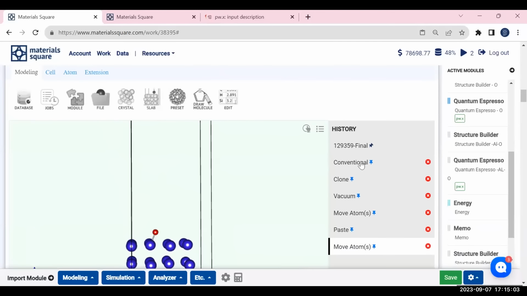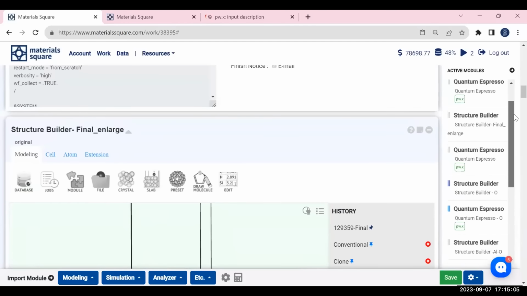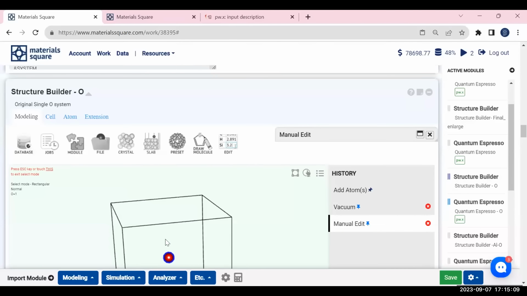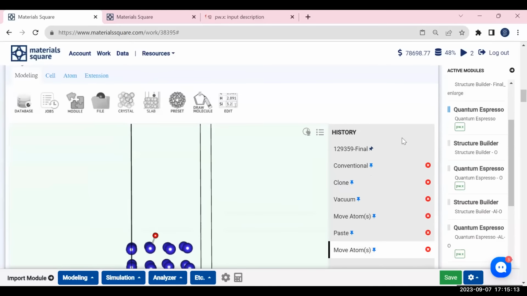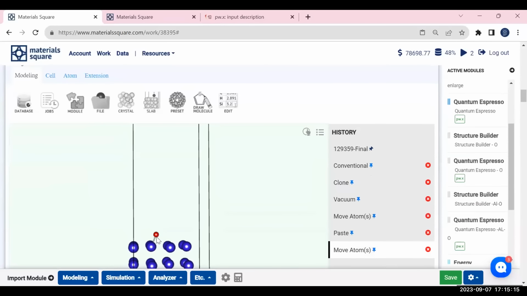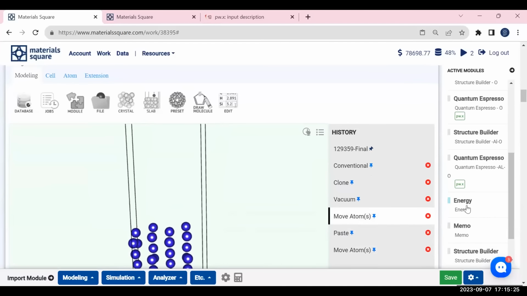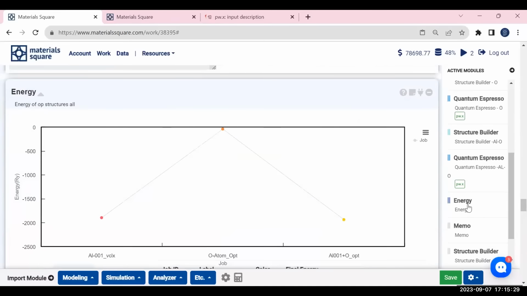So we have three systems. We have actually performed the DFT calculation with the single oxygen atom. Okay, we have also the structure where the single oxygen atom adsorbed to the surface, and we have also the pure surface, the structure without any adsorption. So after each of these calculations is done, we will grab the energy.